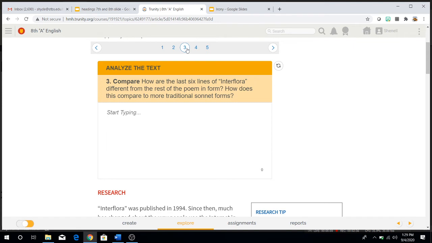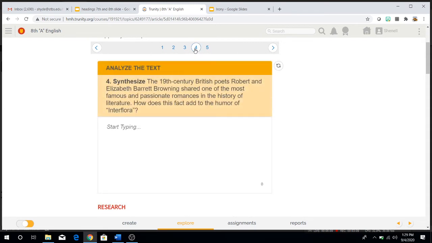3, compare. How are the last 6 lines of Interflora different from the rest of the poem in form? How does this compare to more traditional sonnet forms? Really think about that. You're comparing here, guys.